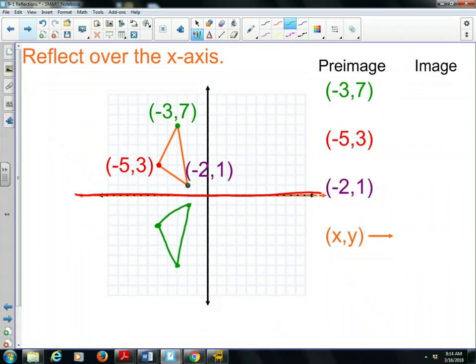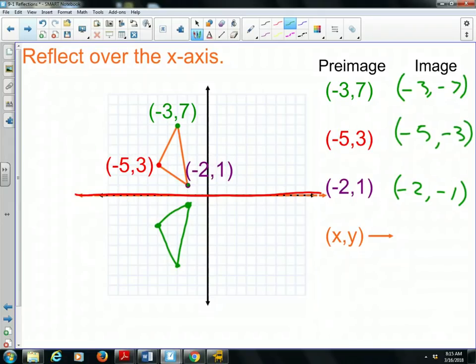The triangle is the exact same size, so it's isometry. It's a congruent transformation. But what happened to all of my points? Instead of left 2 up 1, I'm at left 2 down 1. Instead of at left 3 up 7, I'm at left 3 down 7. Instead of at left 5 up 3, I'm at left 5 down 3.